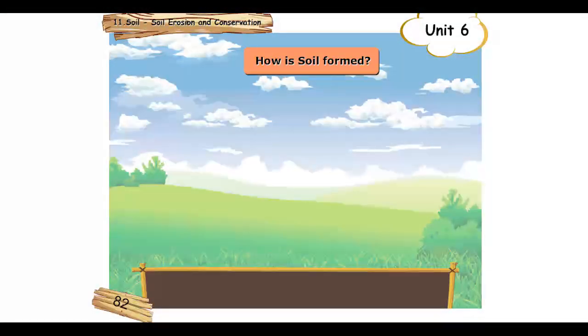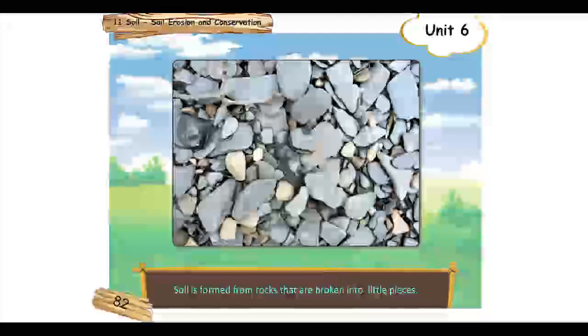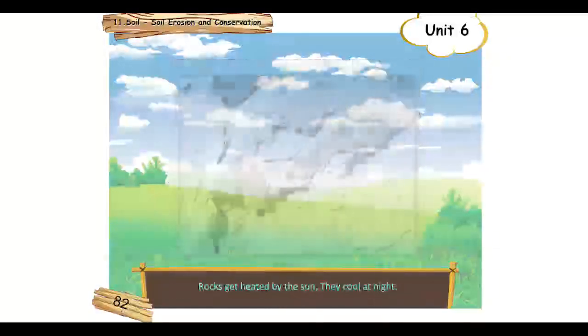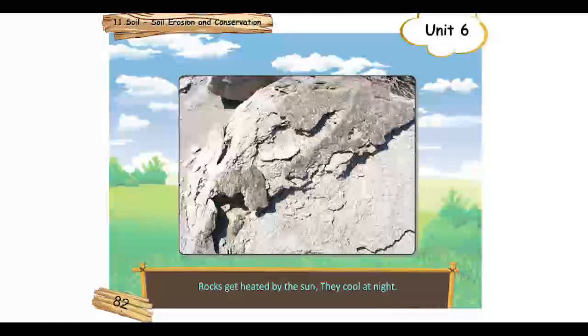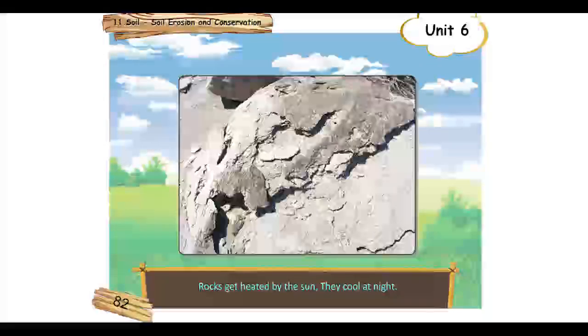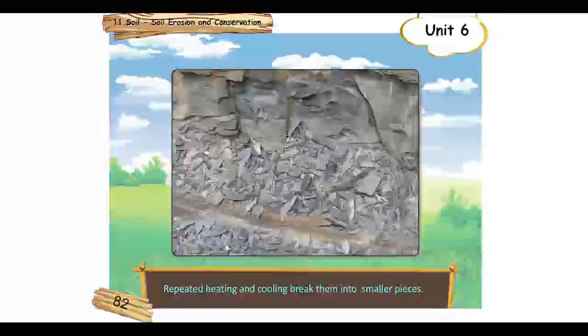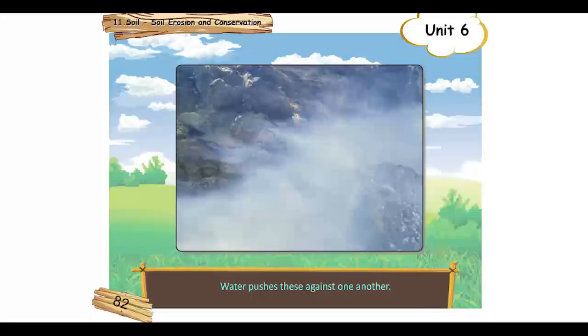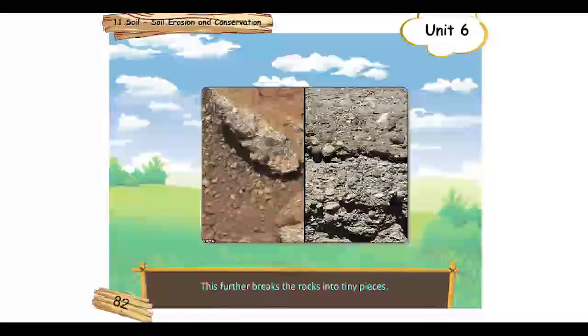How is soil formed? Soil is formed from rocks that are broken into little pieces. Rocks get heated by the sun. They cool at night. Repeated heating and cooling break them into smaller pieces. Water pushes these against one another. This further breaks the rocks into tiny pieces.